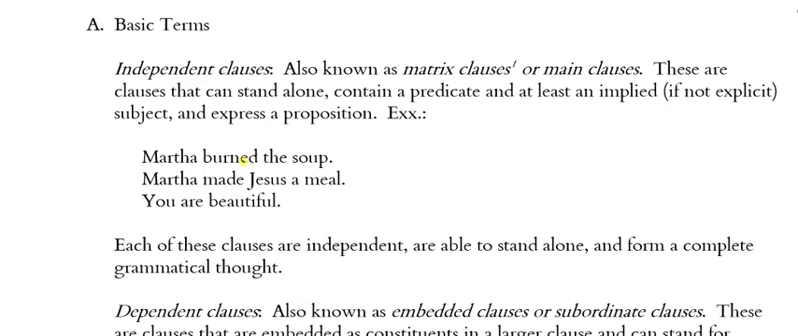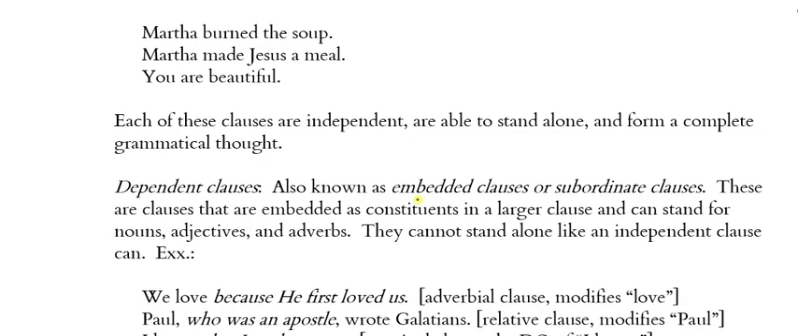So examples here, Martha burned the soup. Here I have a verb or a predicate. What the predicate involves is what was burned, and in this case I've got an explicit, overt subject. Martha burned the soup. Martha made Jesus a meal, and you are beautiful. These are all independent clauses. They can stand on their own. We don't feel like anything's incomplete if we utter those clauses. So these are perfectly good independent clauses. They form a complete grammatical thought.